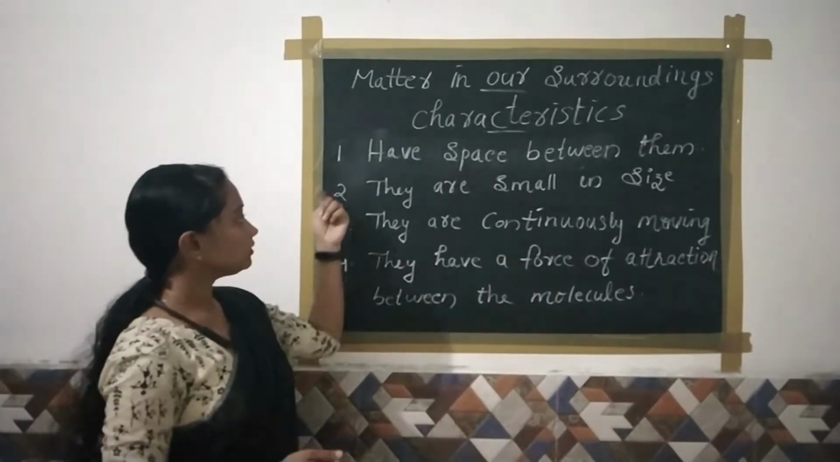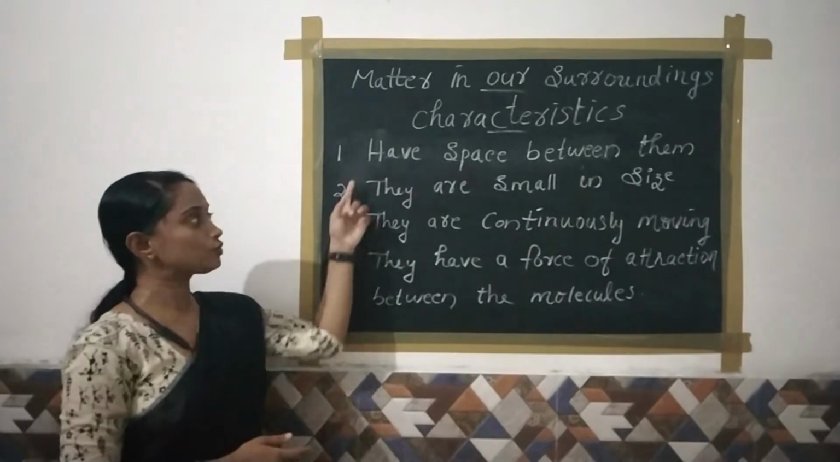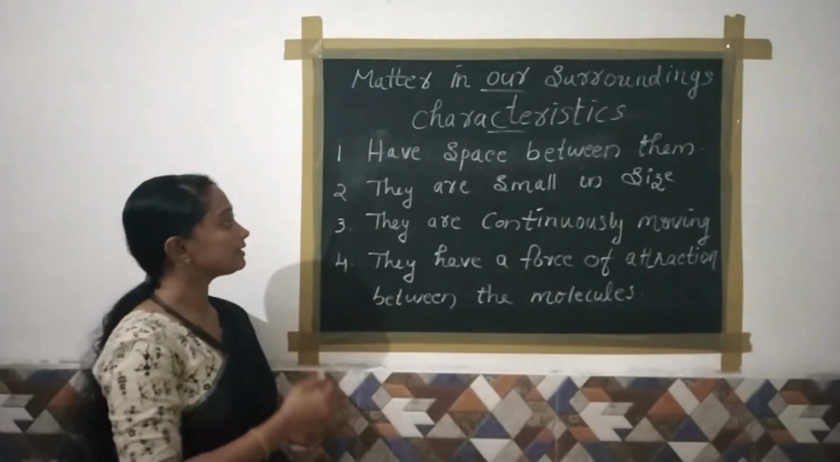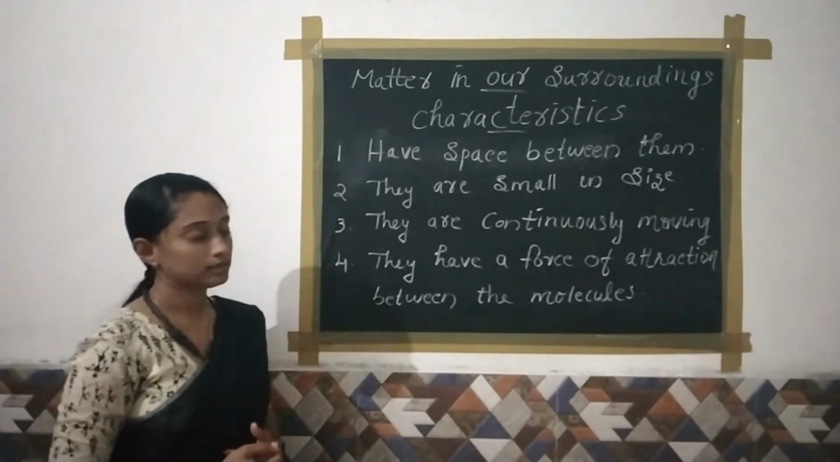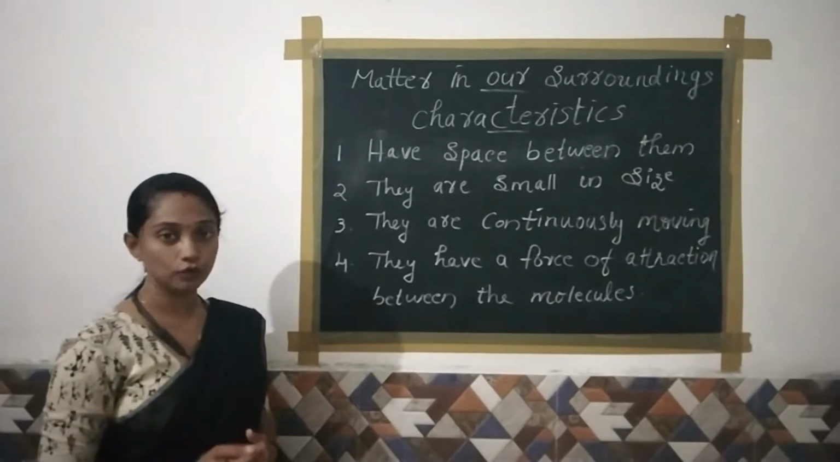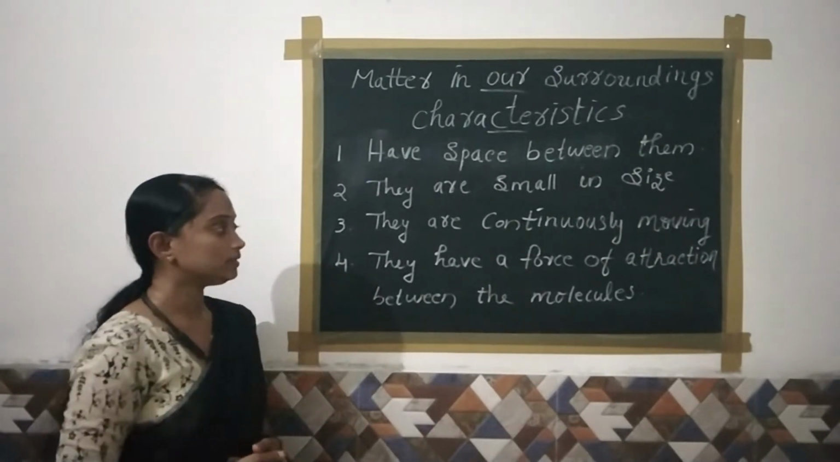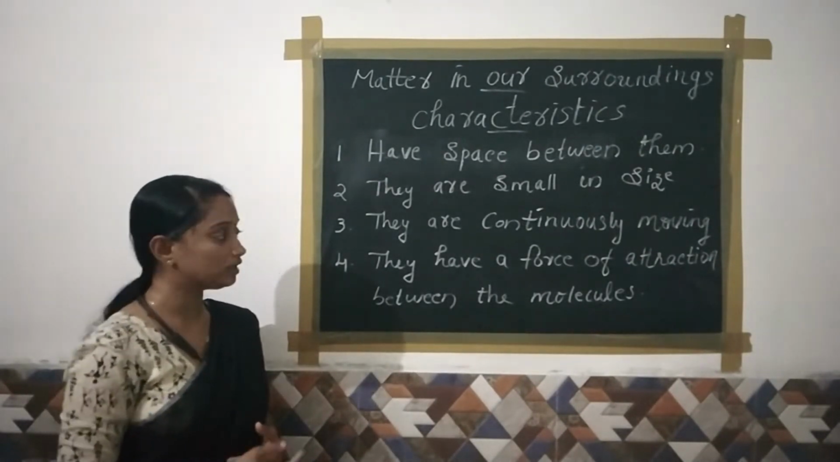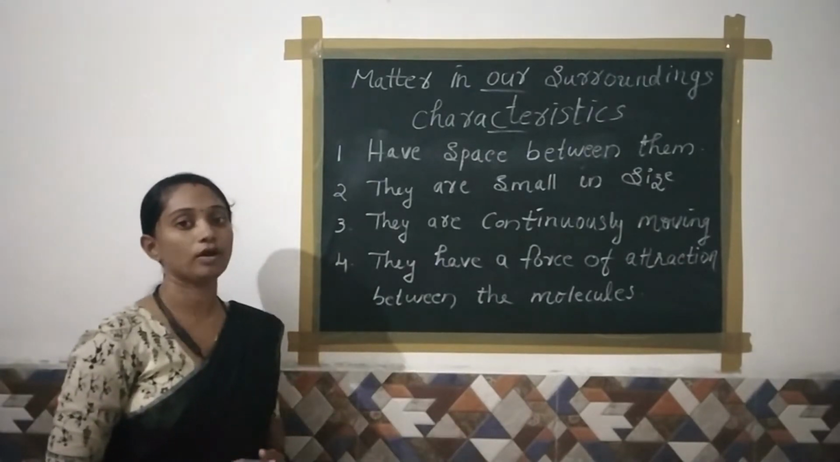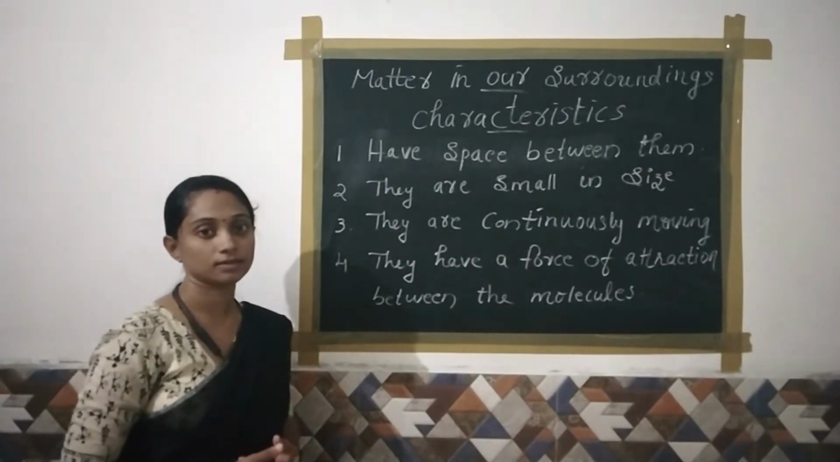The first one, the particles of matter have space between them. The second, they are small in size. The third, they are continuously moving. And the last one, they have a force of attraction between the molecules. Let us see one by one with the help of our activities.